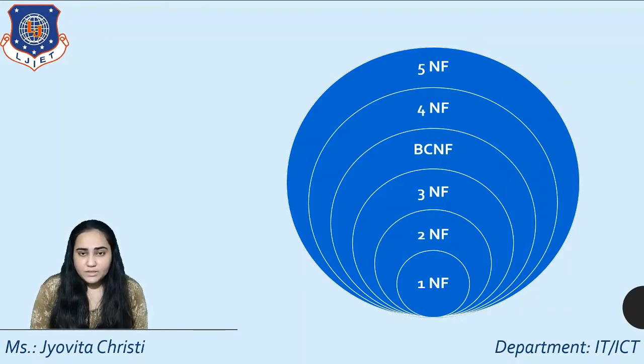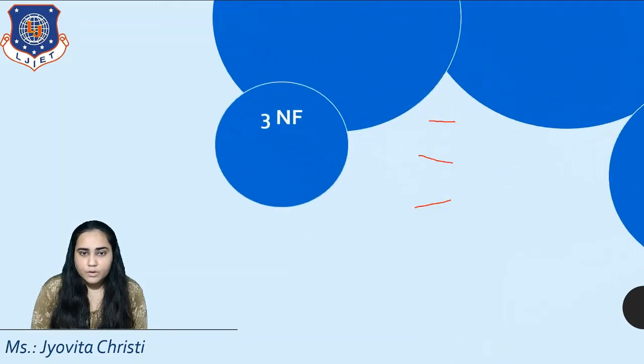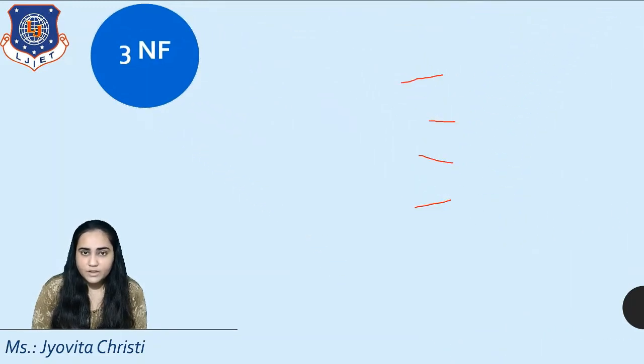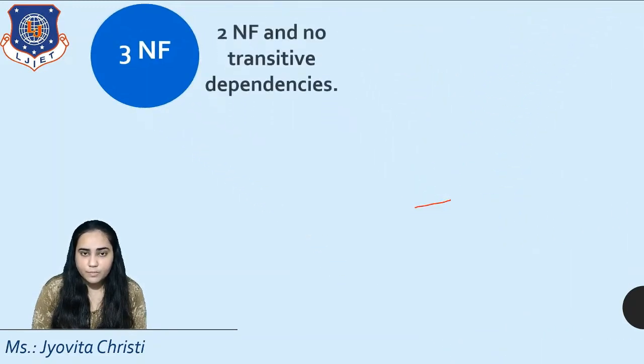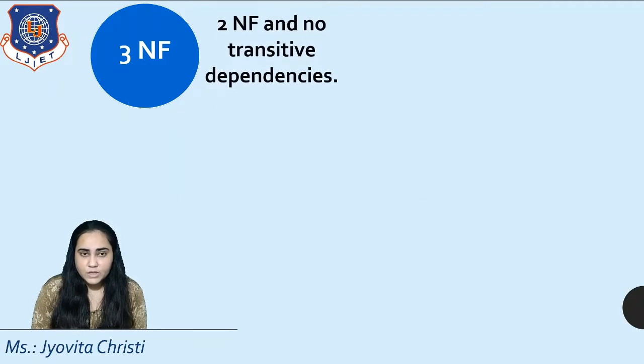Now the remaining steps in the normalization process are 3NF, BCNF, 4NF and 5NF. So let's go ahead and see what 3NF is. 3NF stands for the third normal form. Here the condition is that the relation should be in 2NF. That means the relation should be in the second normal form and there should be no transitive dependencies.